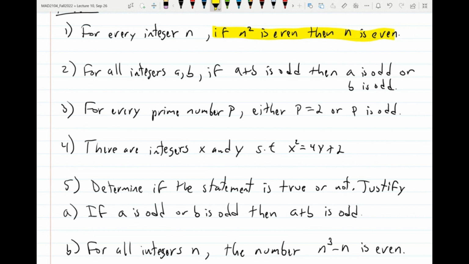Now, if you assume that n squared is even, that would just tell you that n squared is 2 times something. But then to get to n, you will need to take a square root or something, and when the square root comes in, what do you do with that? That's a little bit weird.